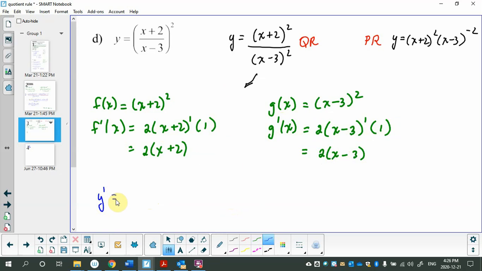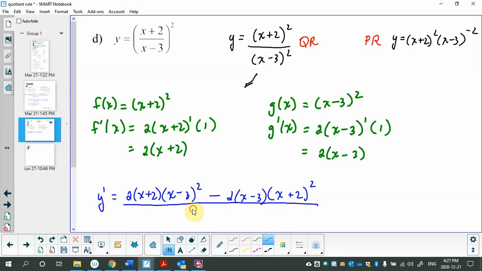So let's go y prime this time. So the derivative of the top multiplied by the plain old bottom minus, because it's quotient rule, derivative of the bottom times the plain old top, all over the denominator squared. So because this is squared, I'm going to make that 4.